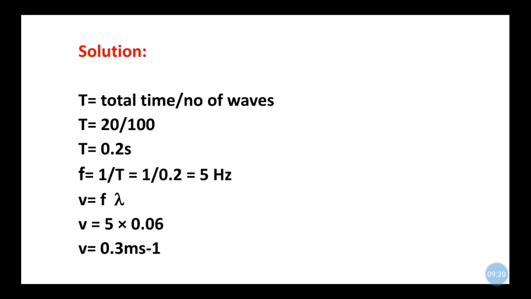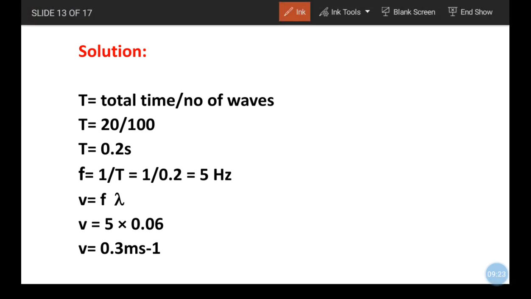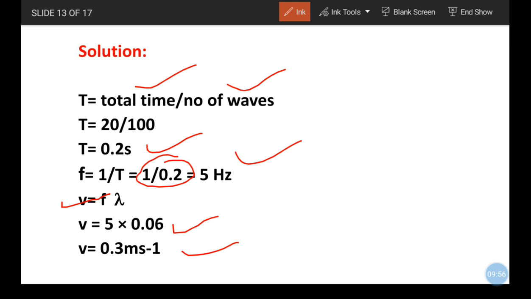Now we will apply the formula of the time period. Time period is equal to total time divided by number of waves. This is the formula from which we can find out the time period of the wave. We have total time 20 divided by 100, which is equal to 0.2 second. And there is a relation between the time period and the frequency: frequency is equal to 1 upon time period, 1 divided by 0.2, which is equal to 5 Hertz. Now finally we will apply the formula V is equal to F lambda, 5 multiplied by 0.06, which is equal to 0.3 meter per second.